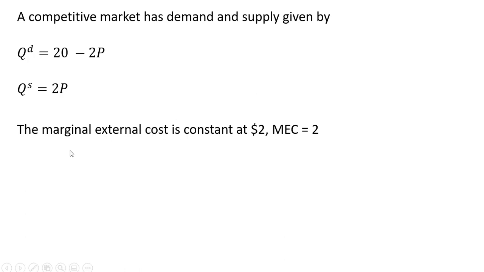So here's our setup. A competitive market has demand and supply given by the following. So our demand equation, supply equation, and the marginal external cost here. So there's going to be pollution, and the marginal external cost is going to be constant at $2 per unit of output. So the marginal external cost equation, we're going to just set equal to 2.